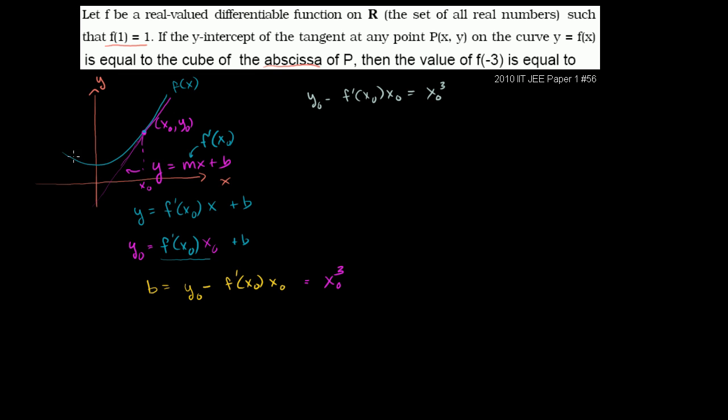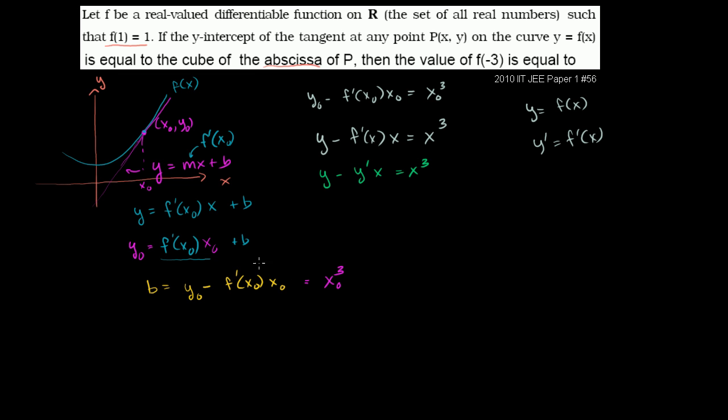So we could say it applies to all of the points on the curve. So for any point on the curve, we get y minus f prime of x times x is equal to x to the third. And we know that y is equal to f of x, or another way of thinking about it is that y prime is equal to f prime of x. So we could write this, and what we're getting here is a little bit of a differential equation. We get y minus y prime times x is equal to x to the third.